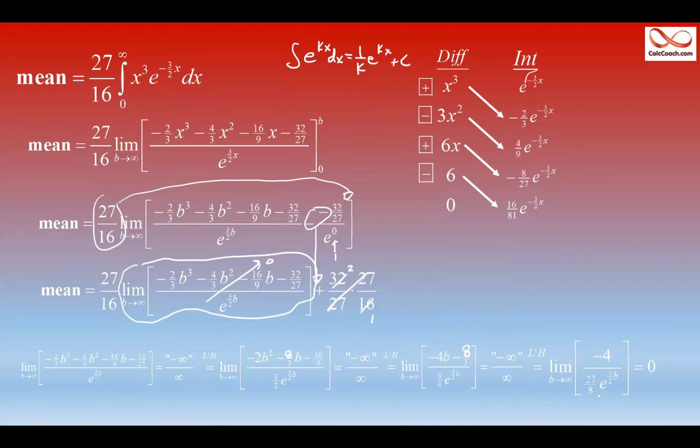And so that all zeroes out. You're left with the final answer. We distributed this 27/16 times in 0. And then the 27/16 we already distributed to the other part with the lower limit plugged in, and it canceled nicely. The mean, the average value, the expected value of this particular distribution is exactly 2.